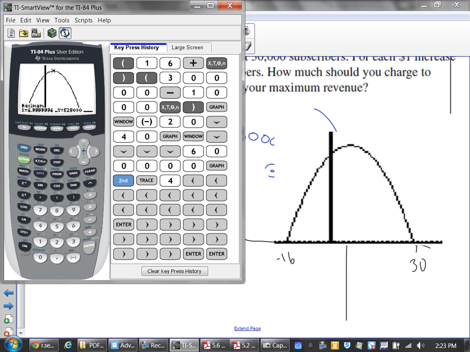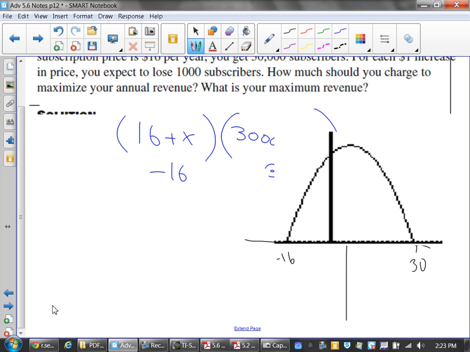So what this is telling me is that if my x value, this value here, is 7, that's the maximum dollar amount more I can charge to get the most revenue. Because the question was, how much is the maximum you can charge? Well, $7 more than 16 is how much? 23. So the maximum amount that I can charge is $23.